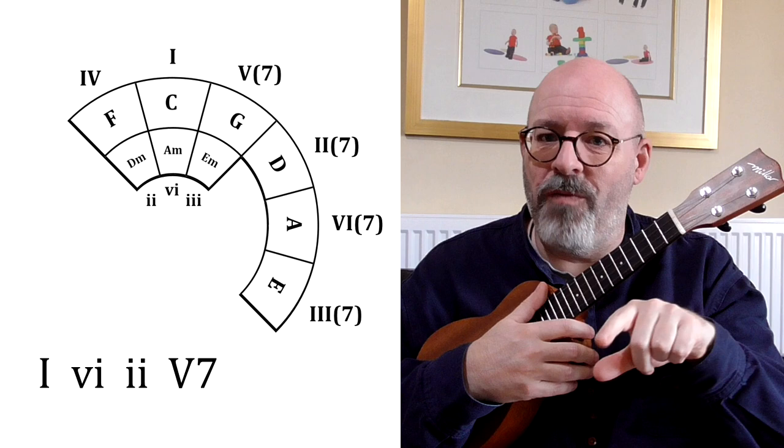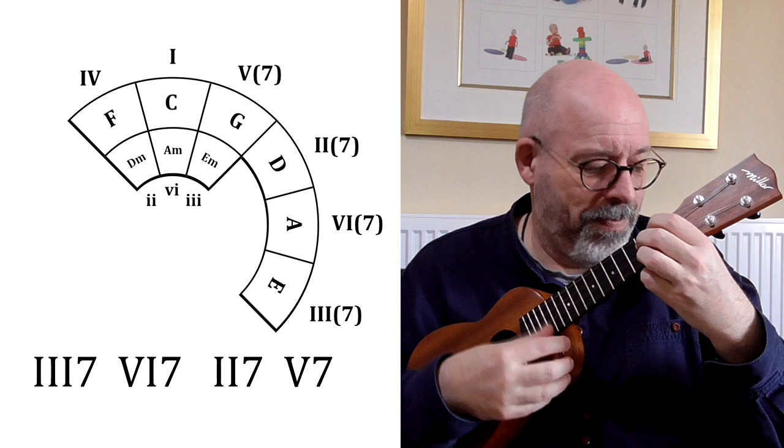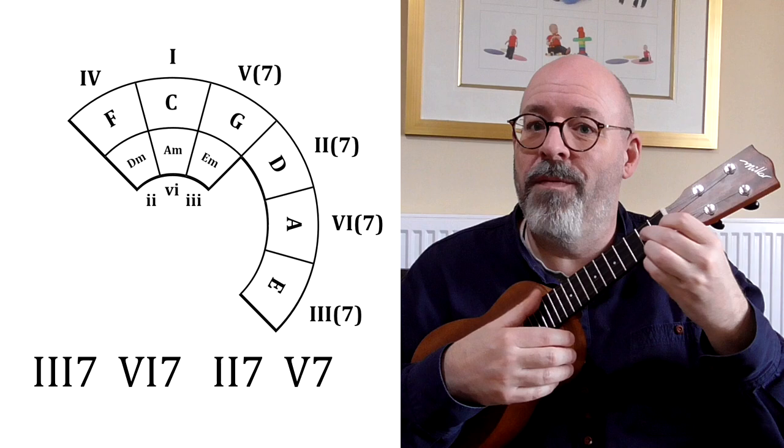We've just gone around that section of the window that sticks out a little bit, and we've gone 3-6-2-5, but this time they're all seventh chords, not minor chords.